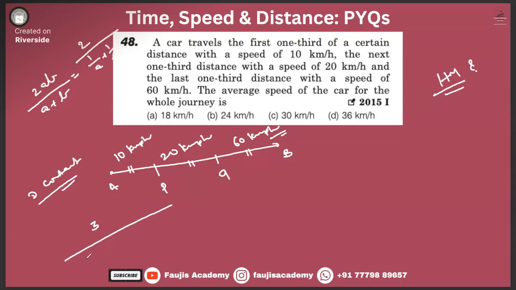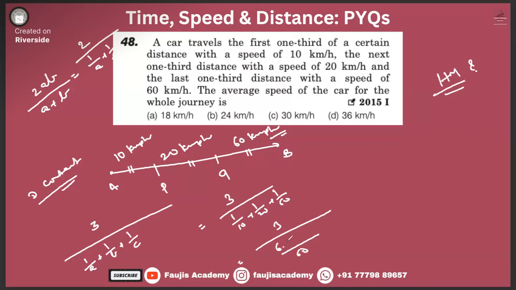Okay, so that means over here we can do 3 divided by (1/a + 1/b + 1/c). That means 3 divided by (1/10 + 1/20 + 1/60). That means 3 into 60 by 10. How much is that? 18.